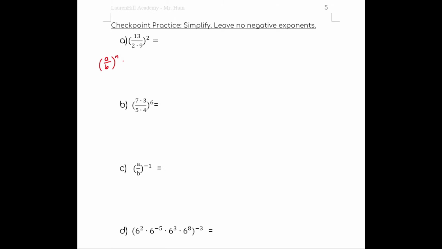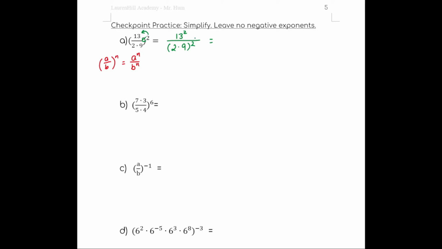And we said when we have this fraction raised to an exponent, we can distribute the exponent to the numerator and to the denominator. So the numerator is raised to the power of n, and the denominator is raised to the power of n. Okay? So what's my numerator in this case? It's 13, so the 2 applies to the 13. We get 13 to the power of 2. My denominator is 2 times 9, and that's going to take the power of 2. We apply it to the top, we apply it to the bottom.